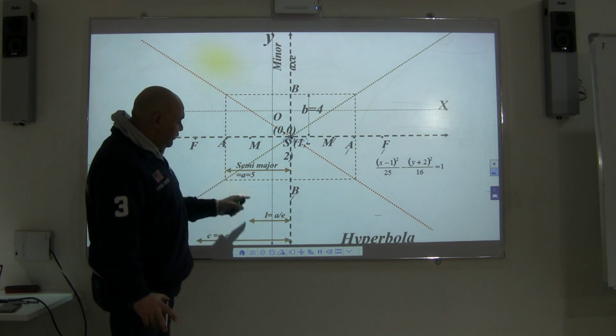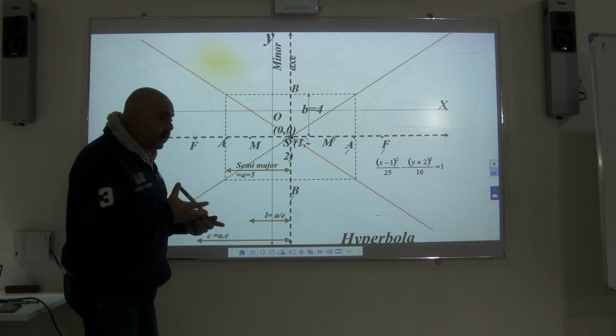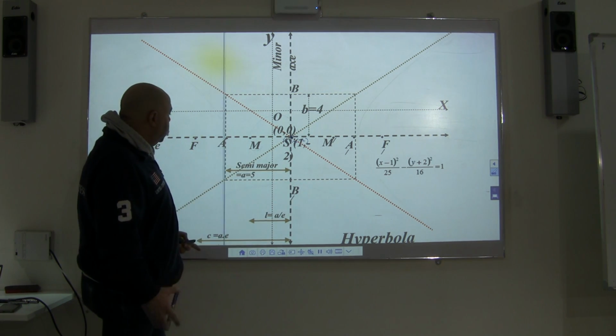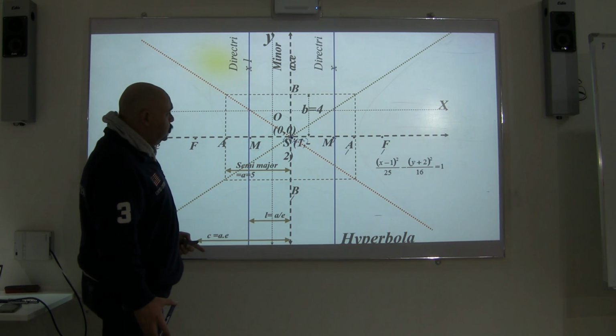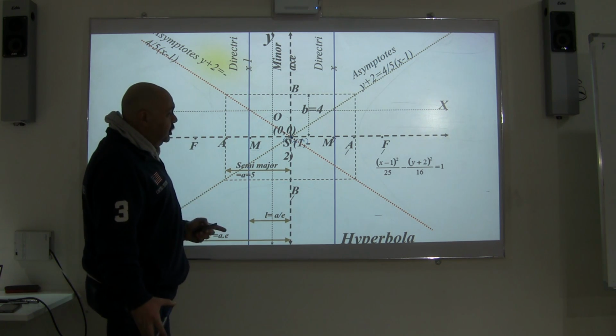A is 5, A over E, A times E stand for the distances from the center to the directrix, or from the center to the focus. Here are the directrixes, directrix 1 and directrix 2. And here are the foci. These are the main equations.